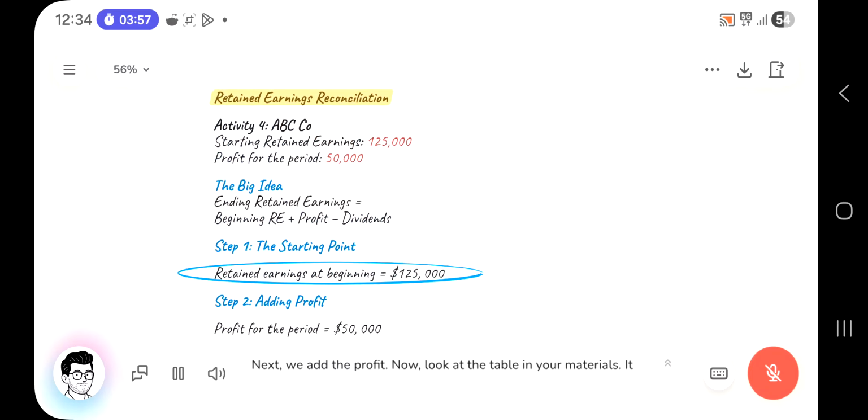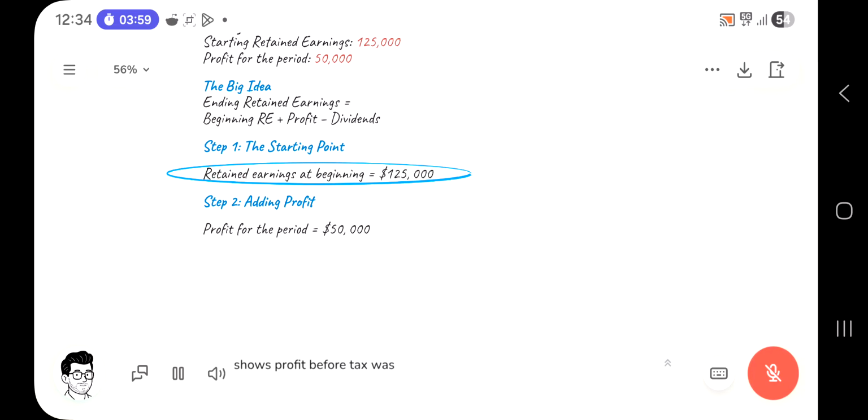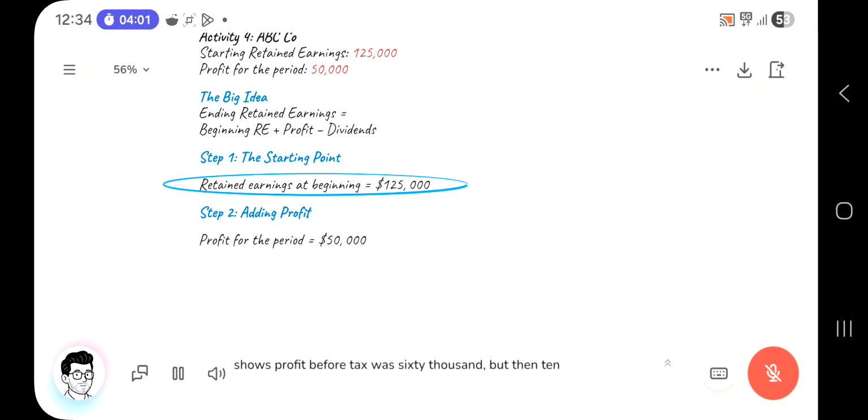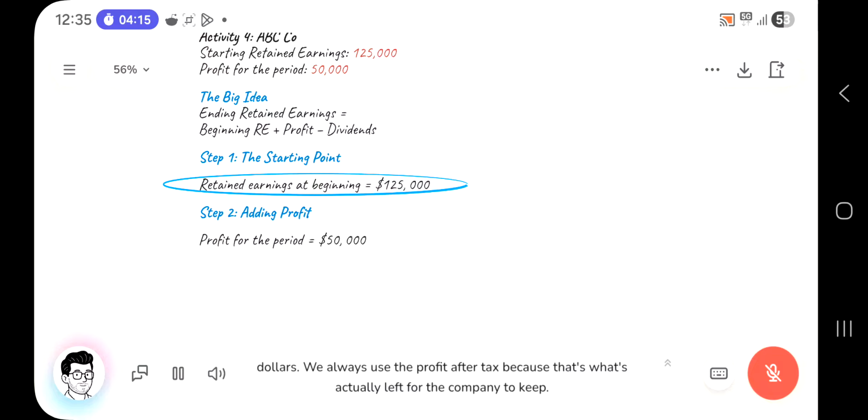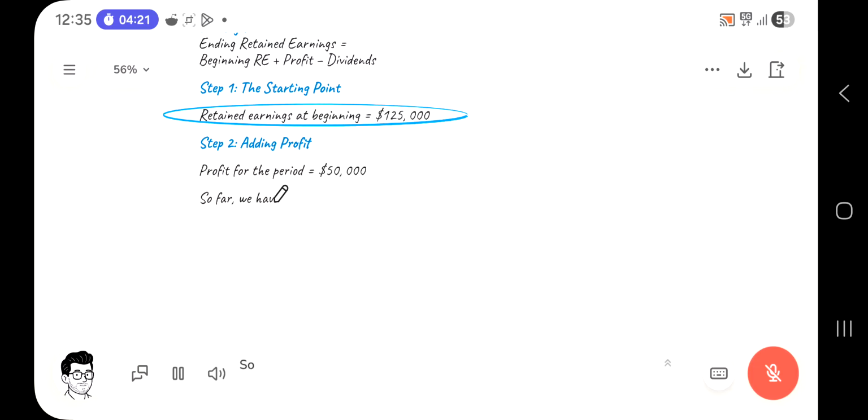Now, look at the table in your materials. It shows profit before tax was $60,000, but then $10,000 went to income tax. That leaves us with the net profit of $50,000. We always use the profit after tax because that's what's actually left for the company to keep.